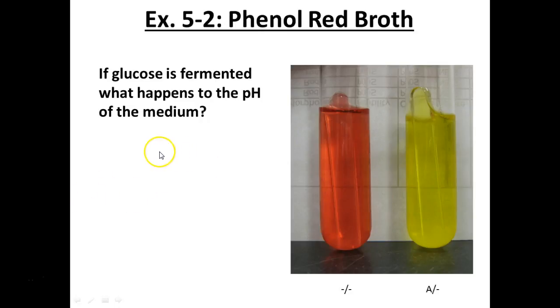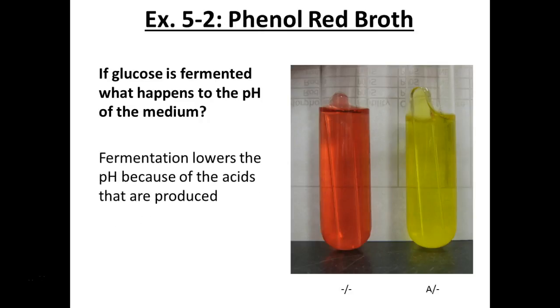Give you flatulence. So if glucose is fermented, what happens to the pH? So if we ferment, we're going to produce what? Acid or base? If we ferment a sugar. Acids, right? So what happens to the pH when an acid is produced? It goes down. pH goes down. Acids, low pH.